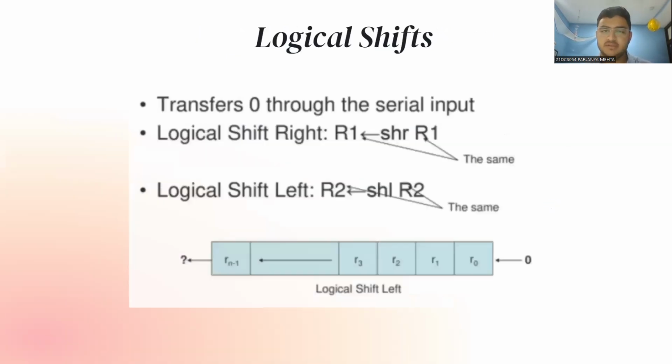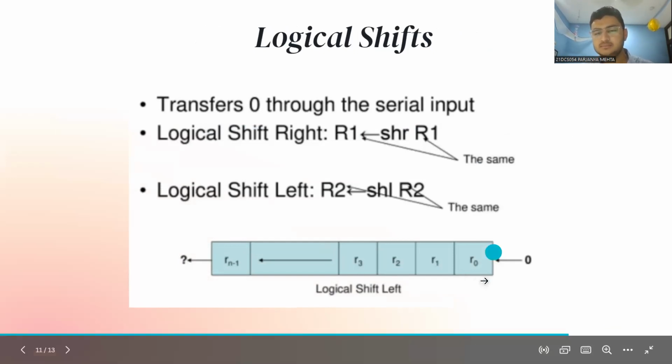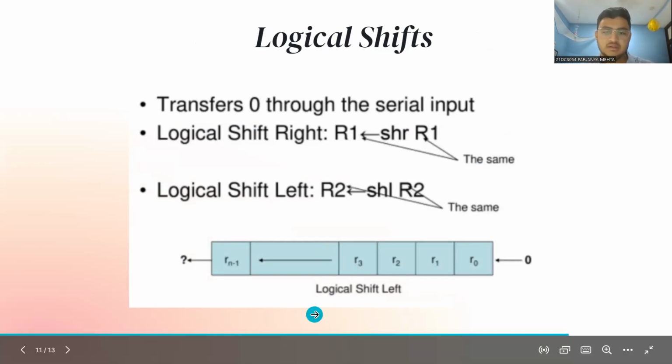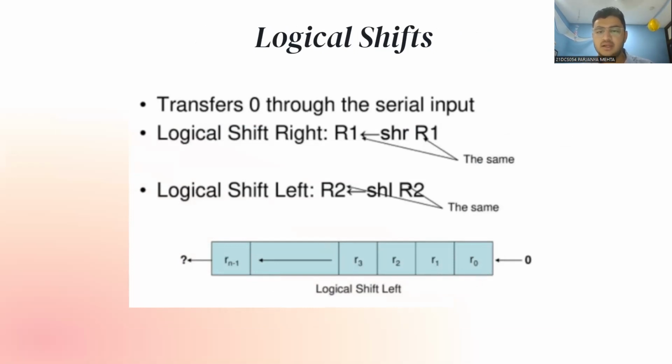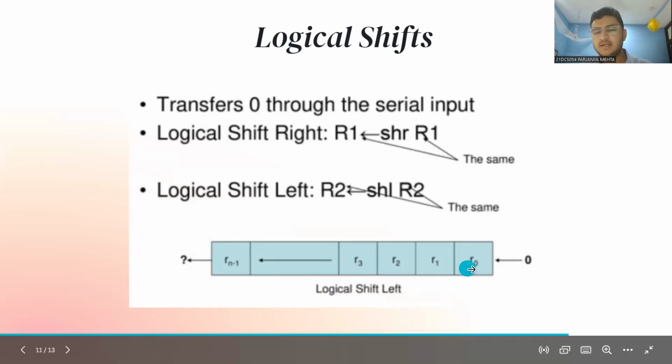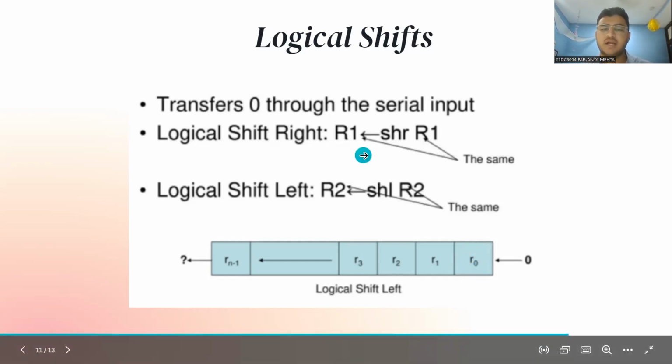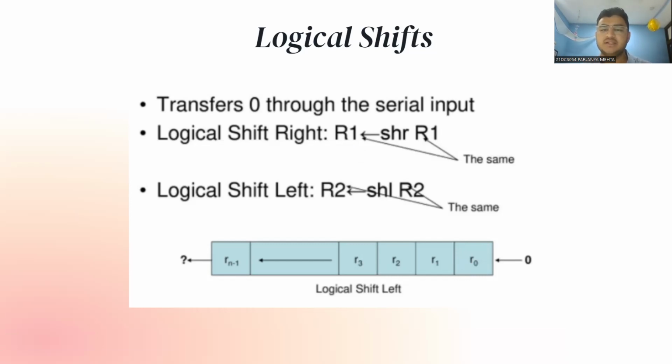There are two types of shifts. First is logical shift. The logical shift transfers 0 through the serial input. The serial input is here, and this is logical shift left. So the LSB, or least significant bit, will be removed, and all the bits will be shifted to the left side by one bit. And when this R0 is shifted to the left, there will be a blank space here. So 0 will be inserted into that blank space. The logical shift right is also written as SHR R1. SH means shift, R means right, and SHL means shift left.